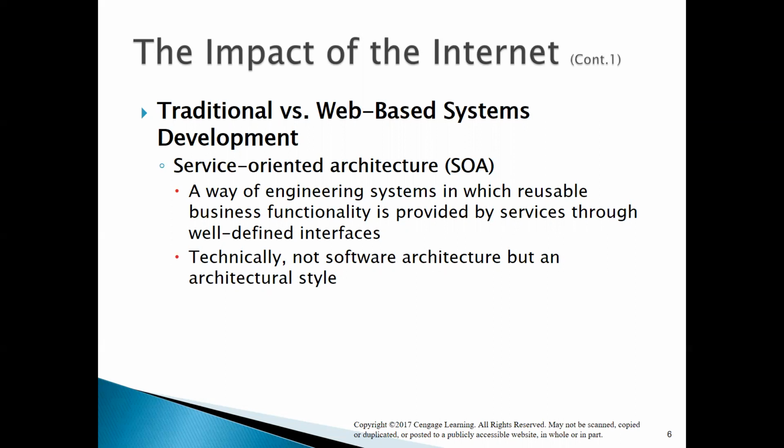The first one that you have is service-oriented architecture, a way of engineering systems in which reusable business functionality is provided by services through well-defined interfaces. Technically, it is not software architecture, but an architectural style. It is where the business functionality controls are provided by software, and that software is basically interface-based software. When you talk about interface here, we're talking about user interfaces.